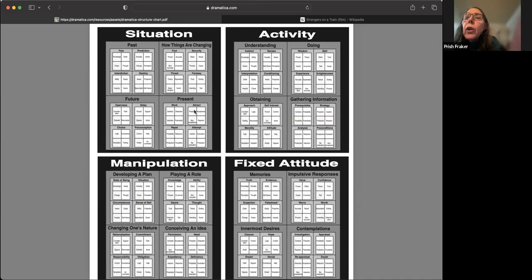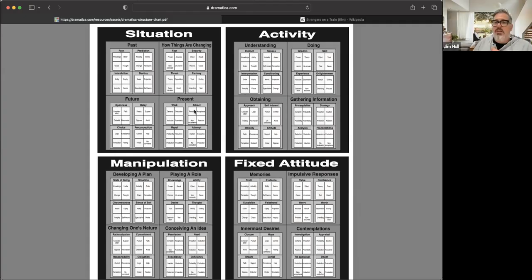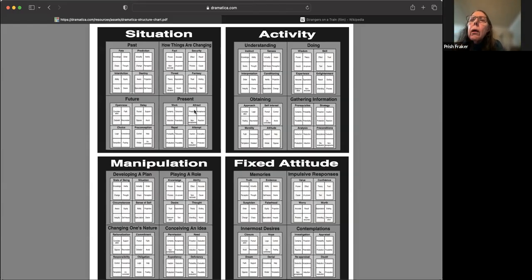So which through line are we working on now? We're trying to find the four concerns for all four through lines at once. Okay. And changing one's nature is, oh, okay. My screen wasn't showing all four.